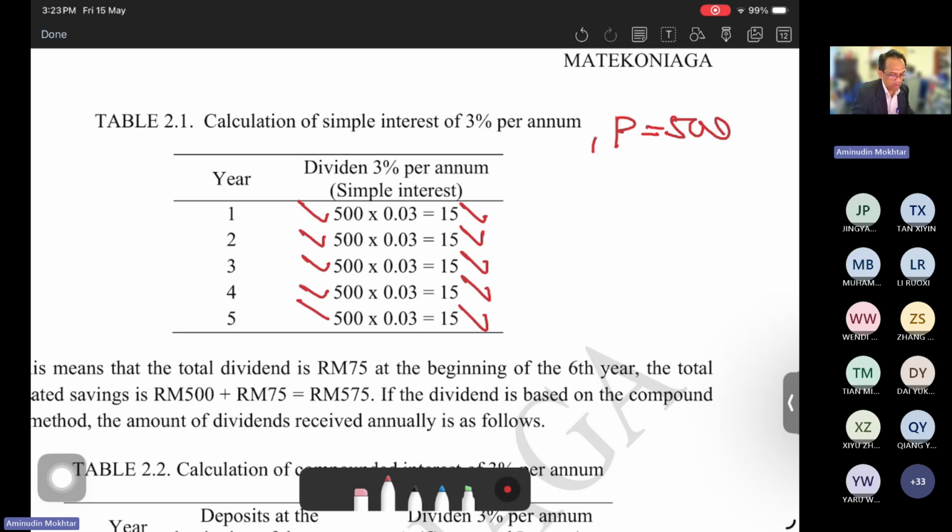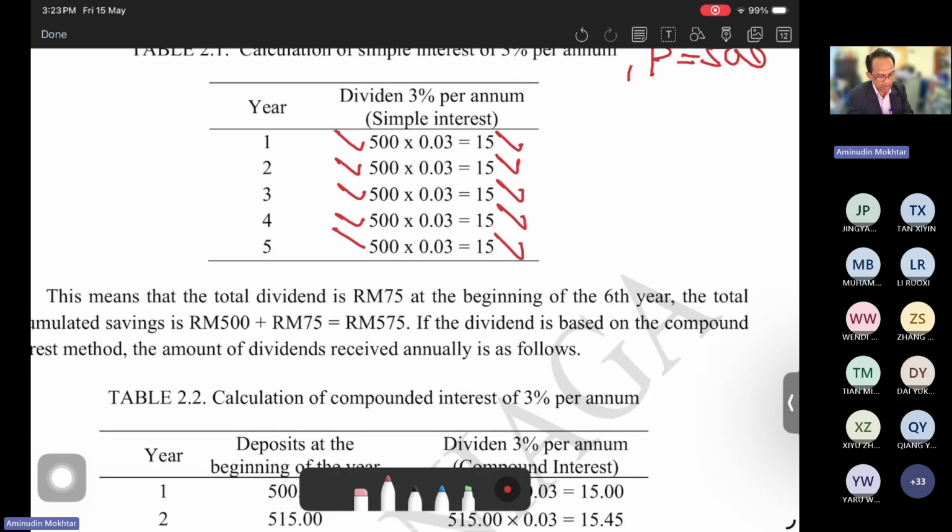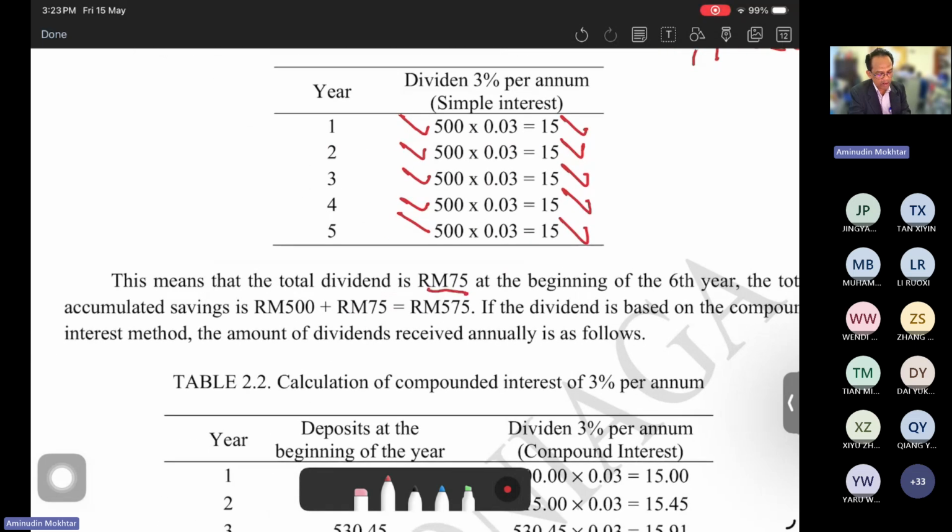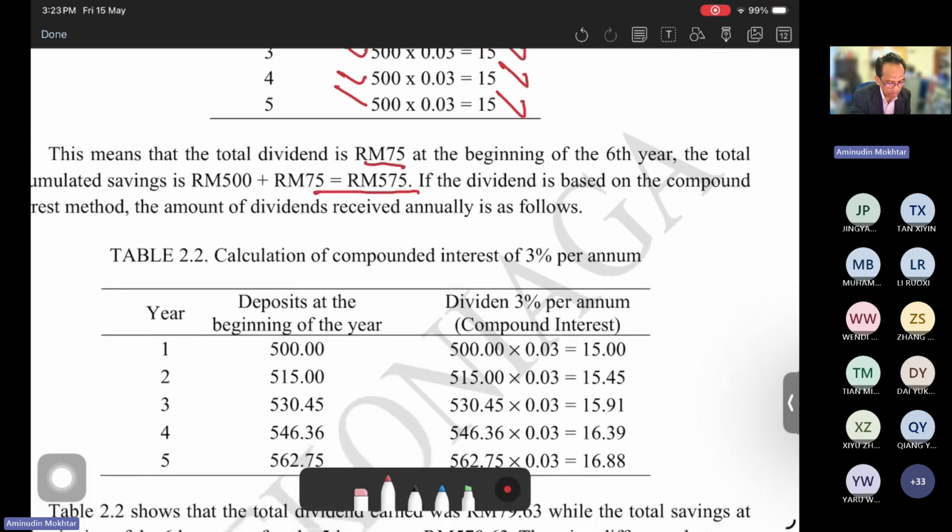So for 5 years, the total dividend is 75. And then at the beginning of year 6, or at the end of year 5, the total accumulated saving now is 575. That's based on the simple interest. But now I will show you the calculation based on compound interest.